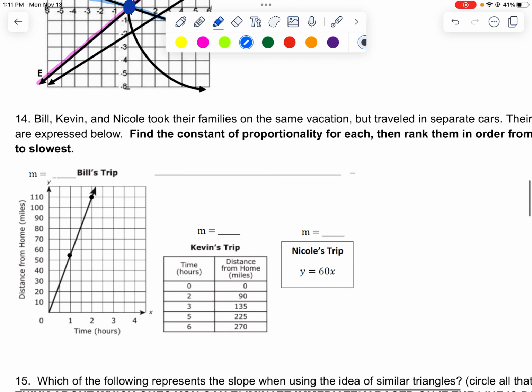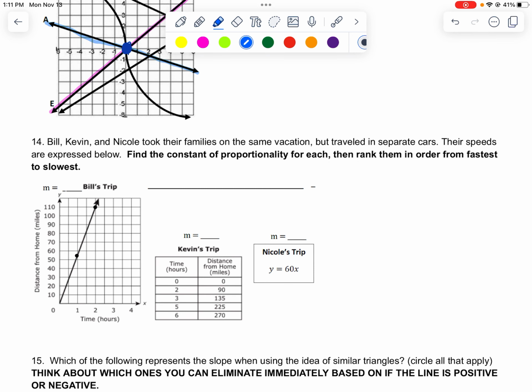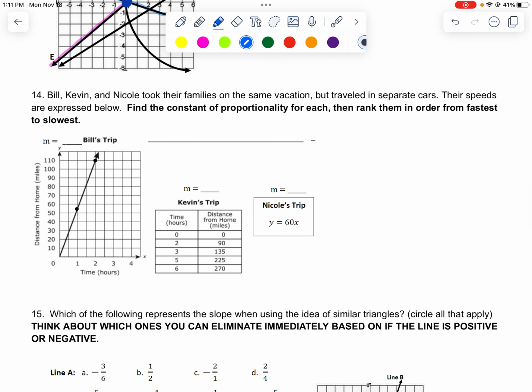Okay, so number 14. Bill, Kevin, and Nicole took their families on the same vacation but traveled in separate cars. Their speeds are expressed below. Find the constant of proportionality, which means the slope, then rank them in the order from fastest to slowest.